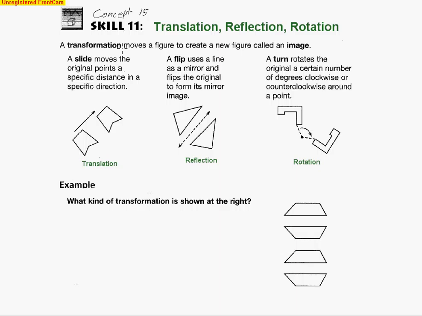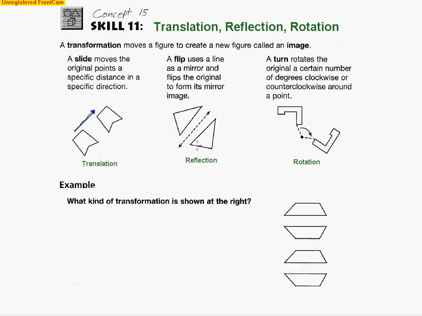There is one transformation that does change size, and that's a dilation. So we're just looking at the ones that do not change size here. What we have is a slide. A slide is called a translation. That's what a translation does, it slides from one spot to another. And when you slide, it slides along a line. Notice over here, this line is drawn showing that it's going up and to the right. That's what a translation does. It just moves, and notice everything's facing the same direction.